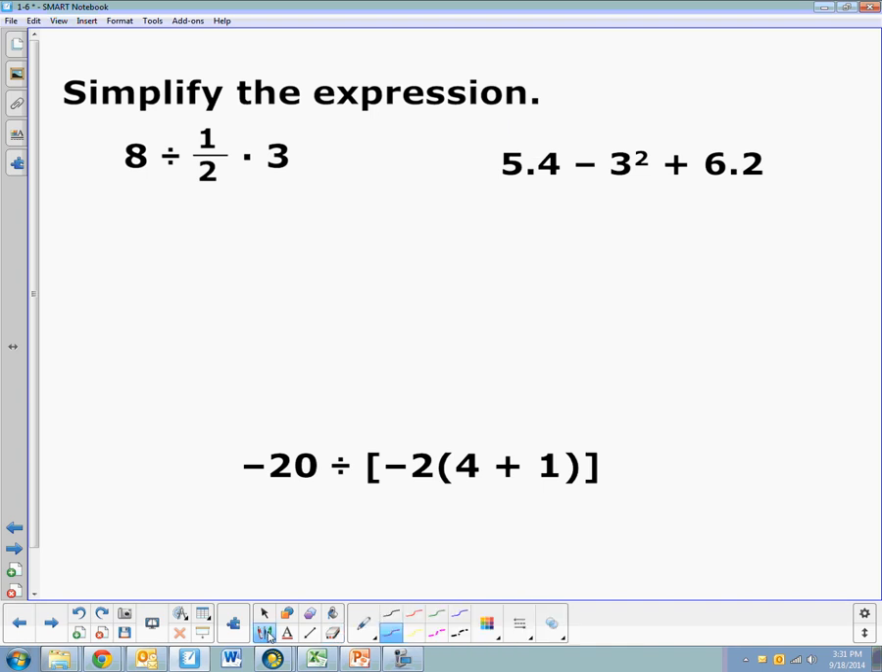All right, I'm going to assume you tried it on your own. The first one right here, if I look at this first one, I'm going to read from left to right. There's no parentheses, there's no exponents. 8 divided by a half.